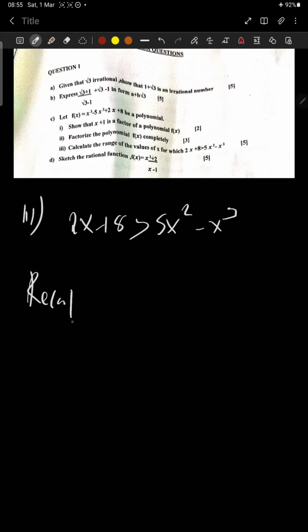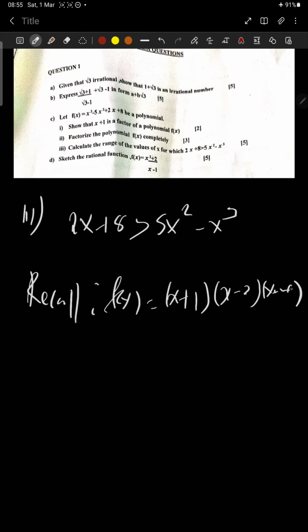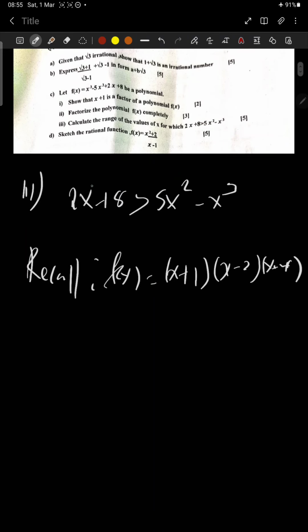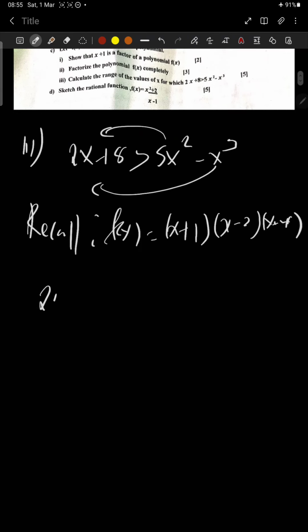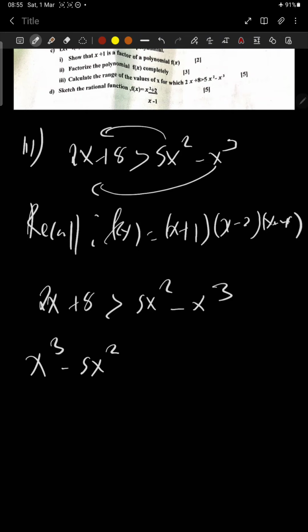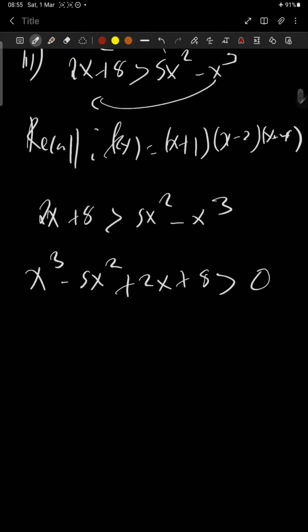Now recall that our f of x in factor form is x plus 1, x minus 2, and x minus 4. So when you're given this question, you're going to take everything to one side. We have 2x plus 8 greater than 5x squared minus x cubed. If I take everything to the other side, the negative will turn into a positive, then the positive will turn into a negative, plus 2x plus 8 is greater than 0, isn't it?